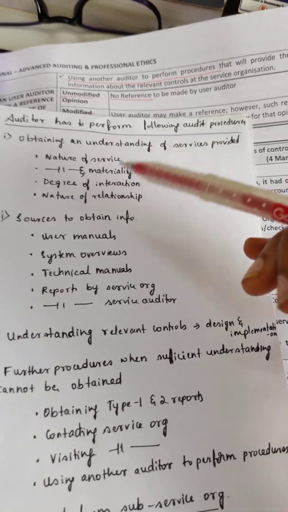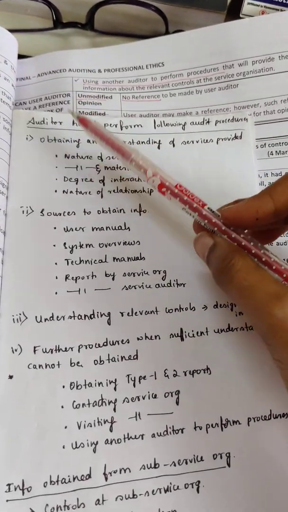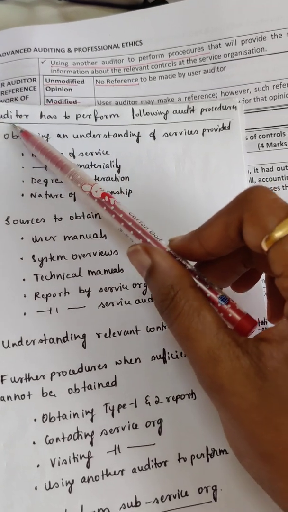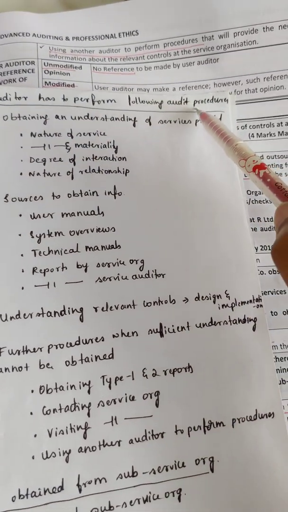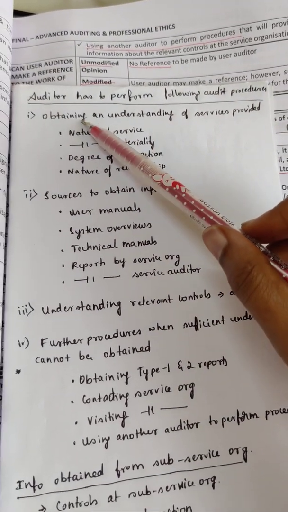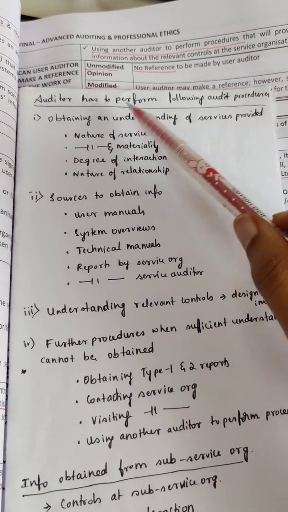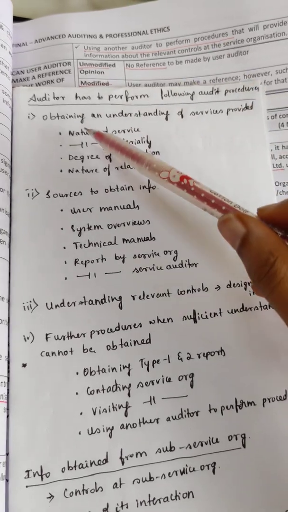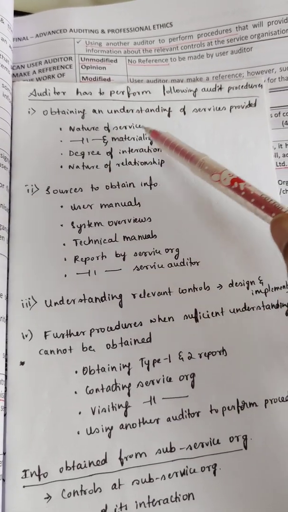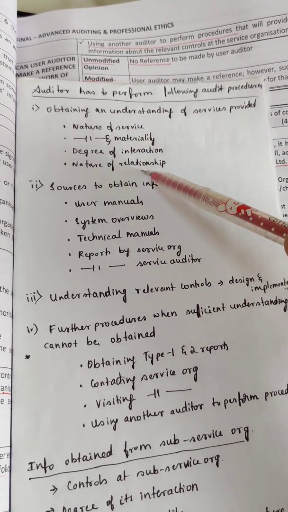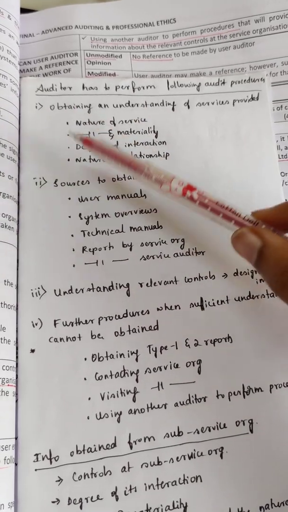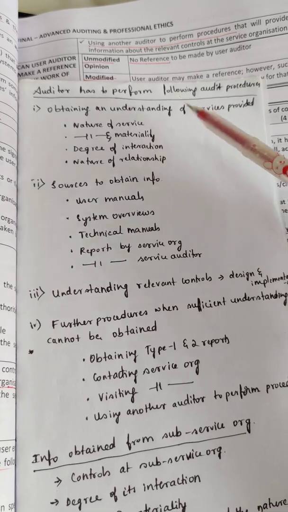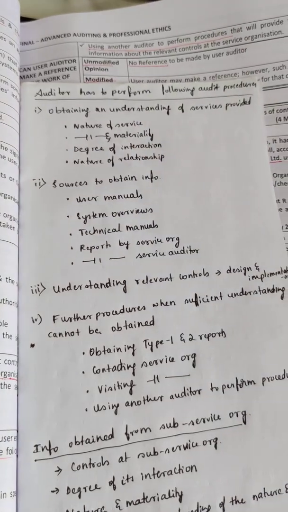Apart from Type 1 and Type 2 reports, there are a few things we have to see in this SA. The auditor has to perform the following audit procedures. First, obtaining an understanding of the service provided. How do you obtain it? You understand the nature and materiality of the service, the nature of the relationship between the service organization and the entity, and the degree of interaction between the two. These things you check.